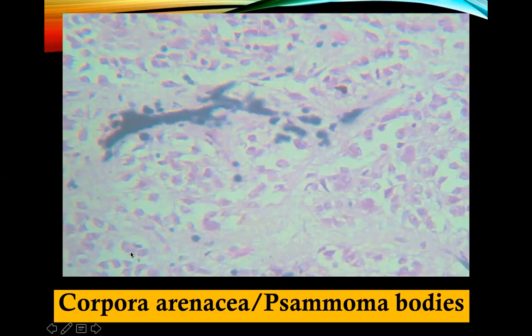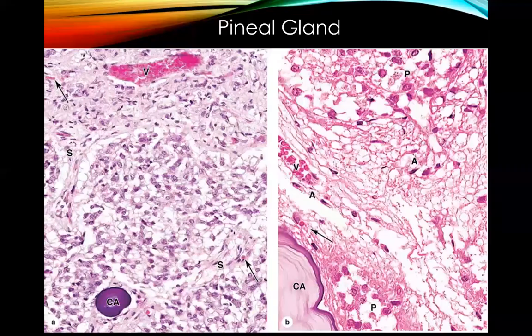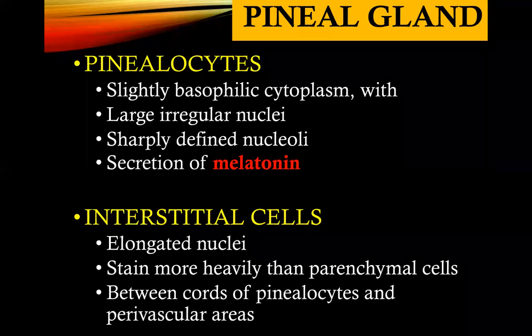Okay, corpora arenacea are psammoma bodies, but the melatonin, they are actually responsible for the circadian rhythm or the sleep-wake cycle. Okay, again, melatonin produced by the pinealocyte in the pineal gland is responsible for the circadian rhythm or the sleep-wake cycle.